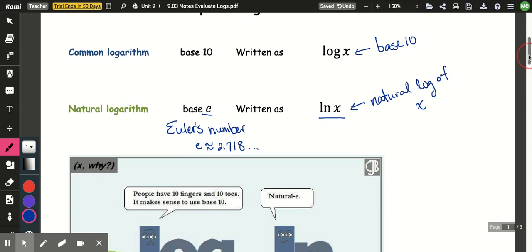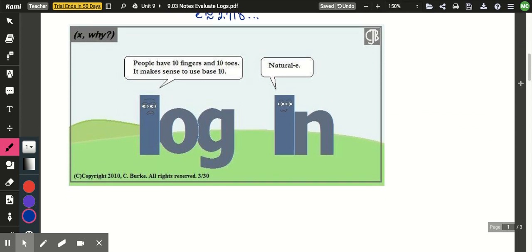Alrighty. Okay, so here's a little comic for your enjoyment.